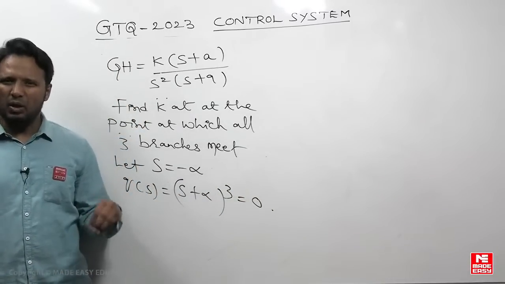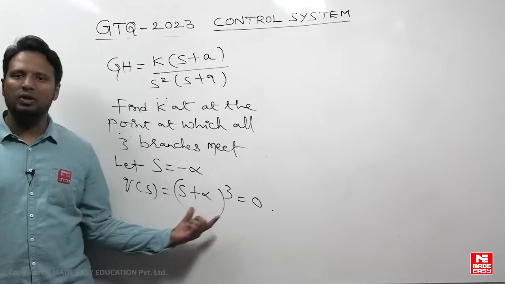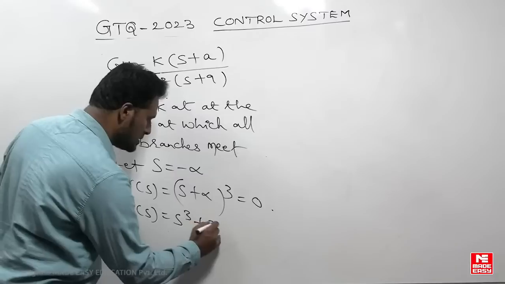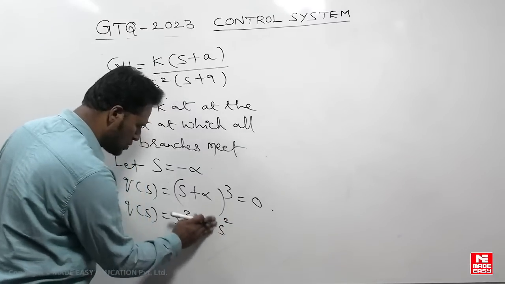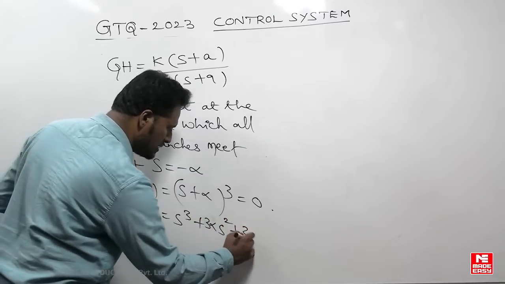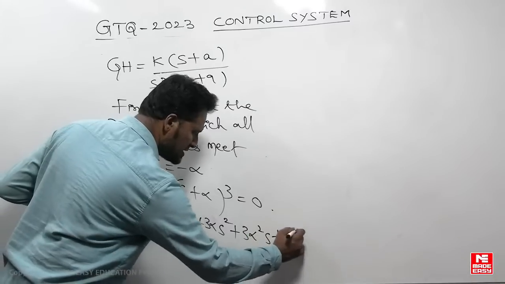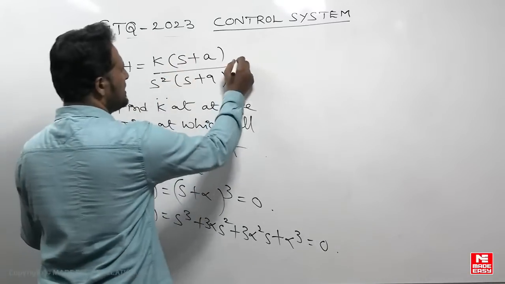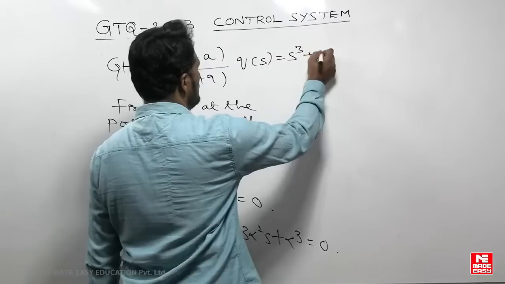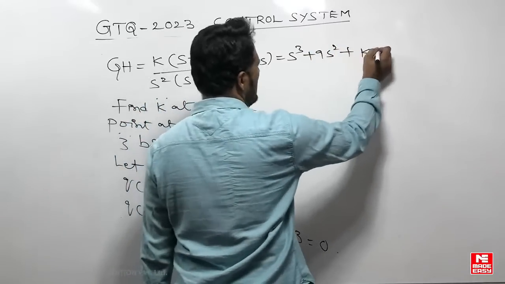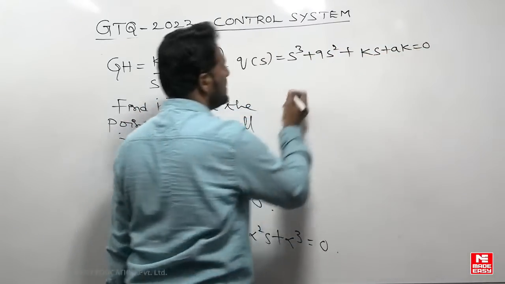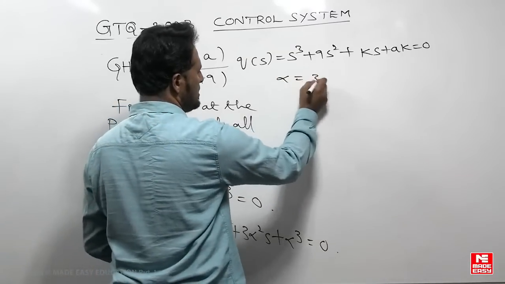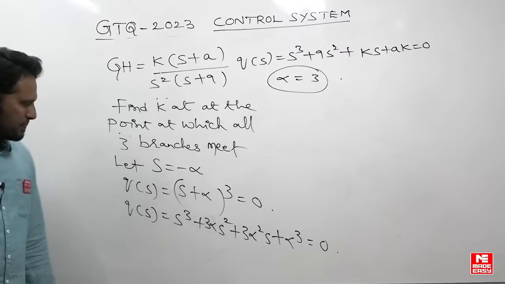Where these three branches meet, I can write the characteristic equation as (s plus alpha) cube. So which is s cube plus 3 alpha s square plus 3 alpha square s plus alpha cube is equal to 0. Whereas, what is the original characteristic equation? s cube plus 9 s square plus K s plus AK is equal to 0. Compare and finish the question. So, 3 alpha is 9. So, alpha is 3. This is the point where all the roots are meeting.